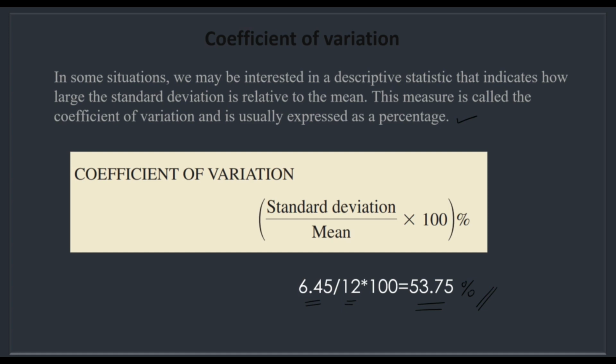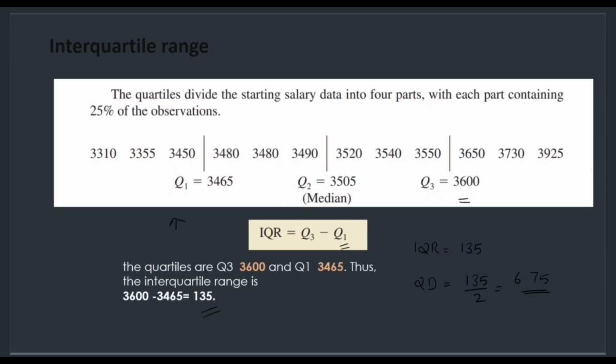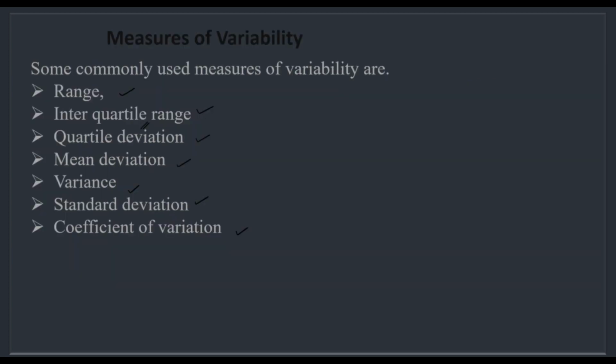Clear? So that is all about the measures of variability. There are 7 measures of variability calculations: range, interquartile range, quartile deviation, mean deviation, variance, standard deviation and coefficient of variation. Is it clear?